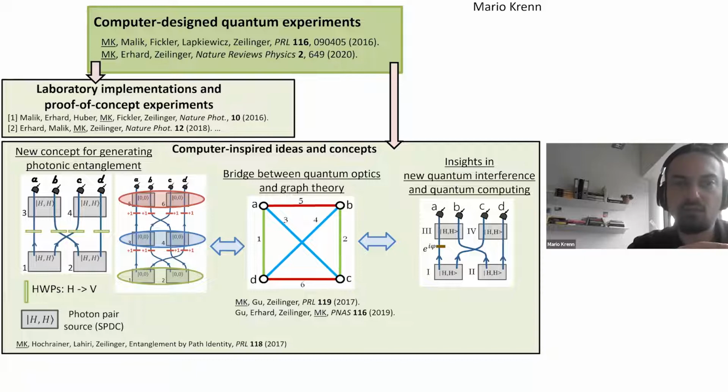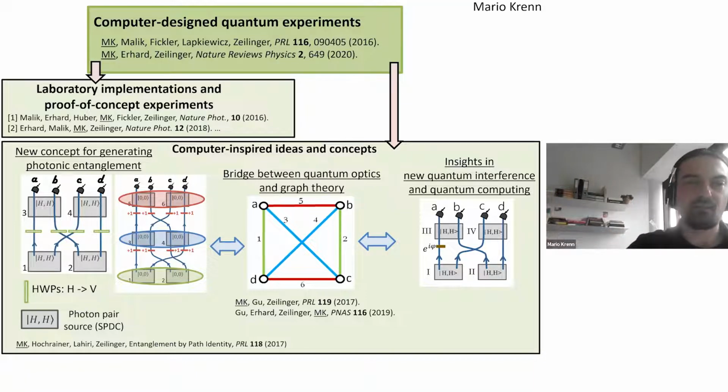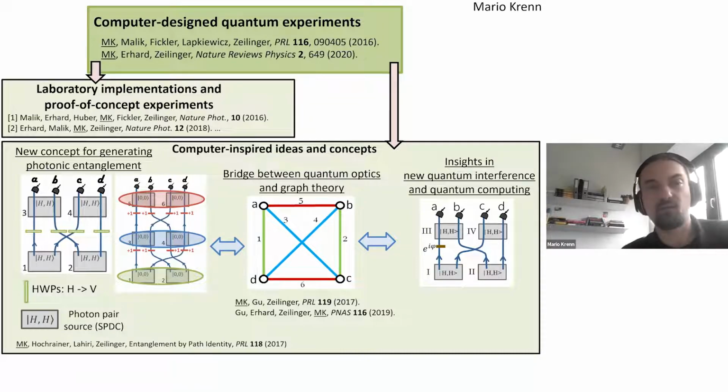So now we had a link where we take a question in experimental quantum optics. We can translate it to graph theory. We solve it with the tools of graph theory, and then translate the answers back to quantum optics. So that bridge was also in a way inspired through the solution from the computer.